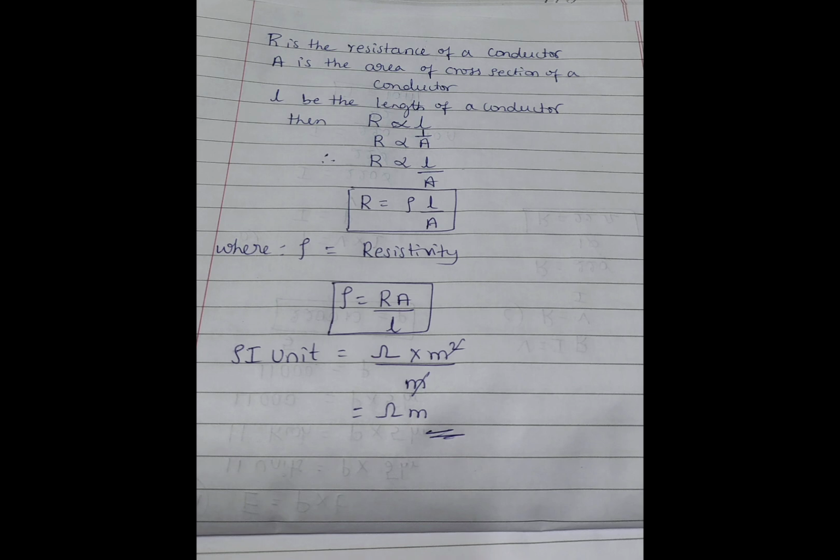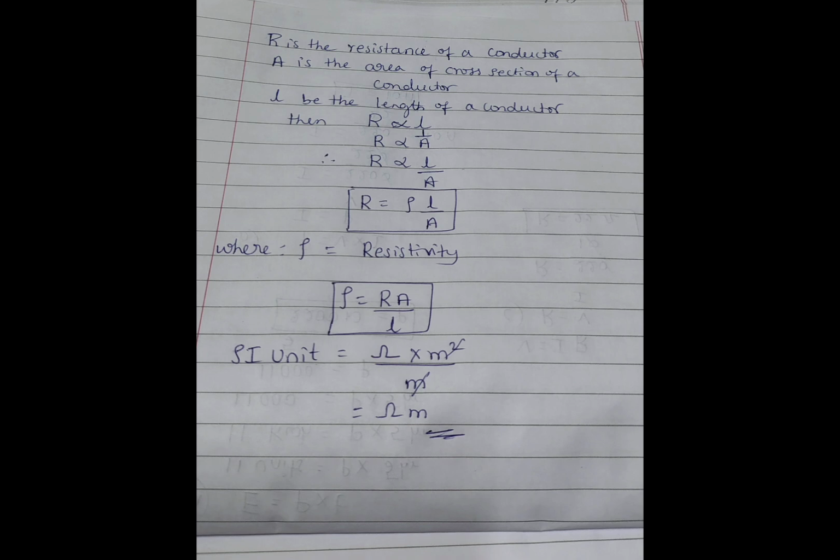Now by combining these two, we can write R proportional to L divided by A. To remove this proportionality constant, I am introducing the term resistivity. R is equal to rho L by A. So from this formula we can write the resistivity formula: rho is equal to R A divided by L.